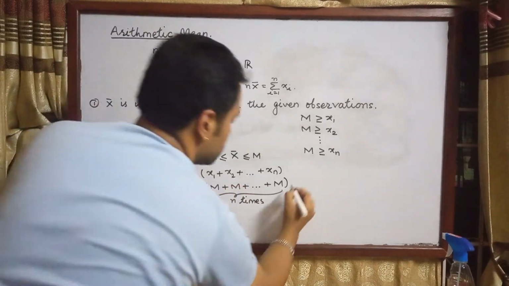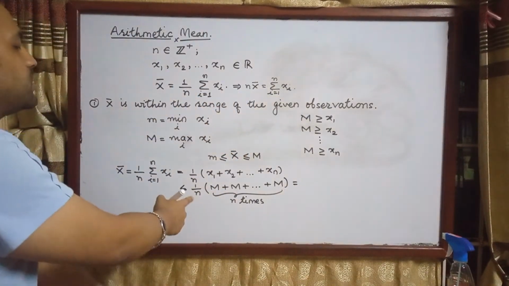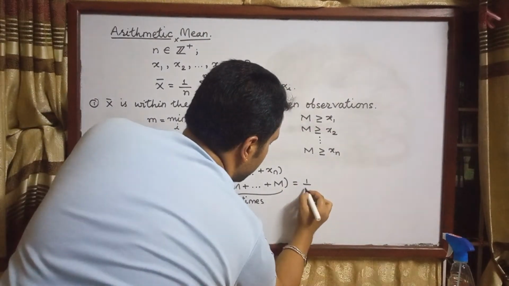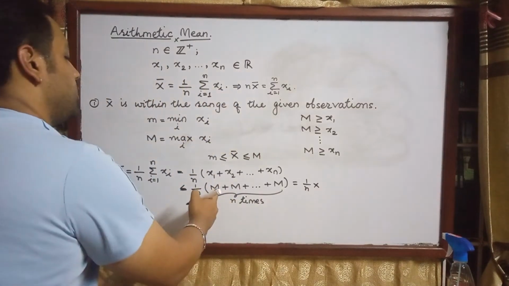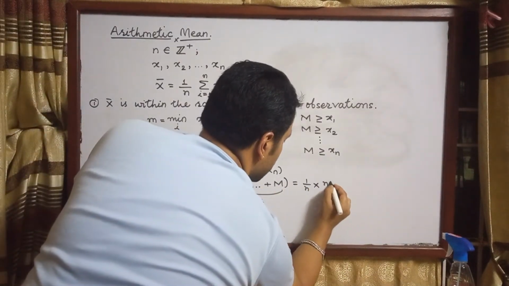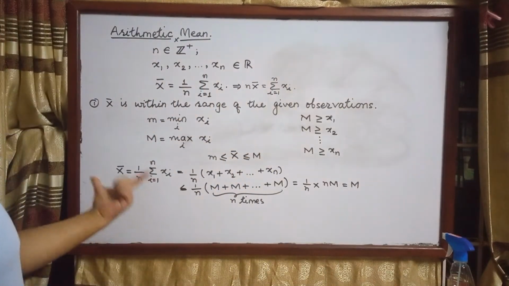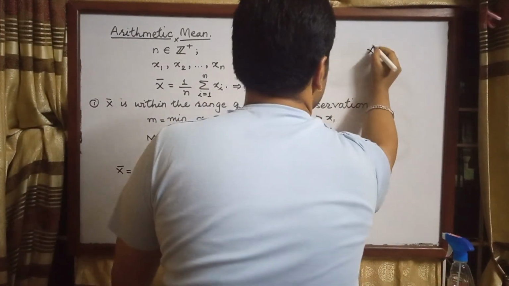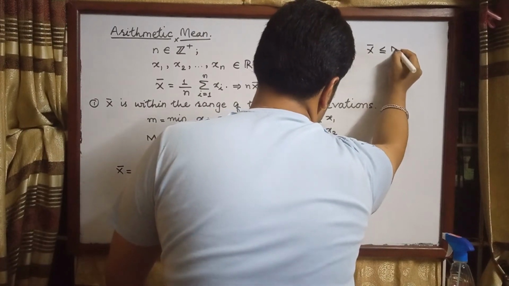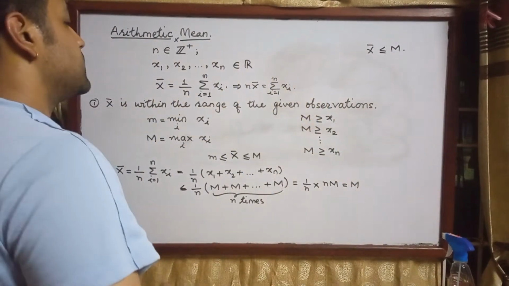So this is equal to 1 by n times nm, which is equal to m. So we've just shown that x bar is less than or equal to m, right?